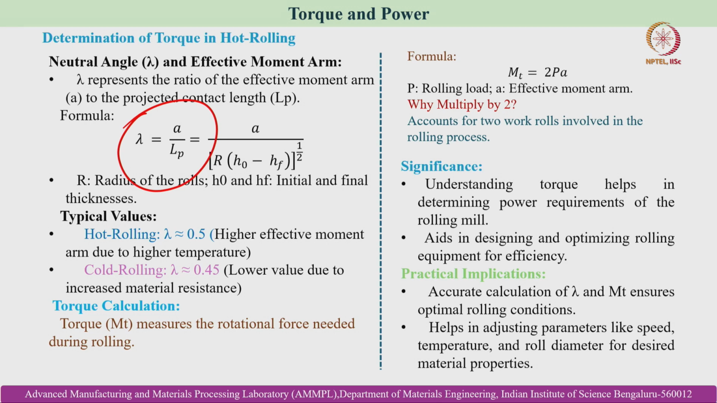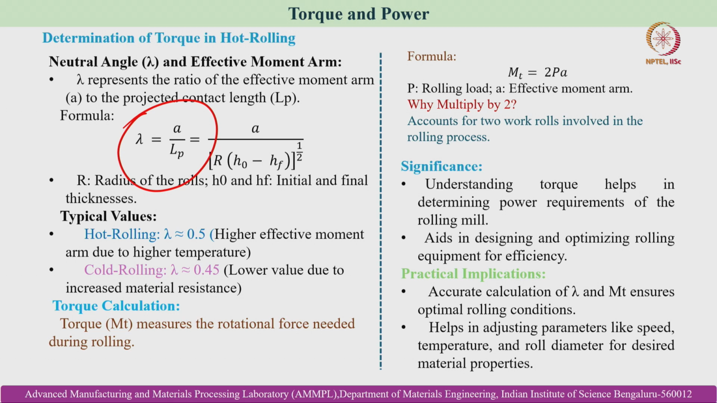And the typical values in case of hot rolling and also in case of cold rolling. The typical value of the neutral angle in case of hot rolling is equivalent to 0.5, with a higher effective moment arm due to higher temperature, and in case of cold rolling it goes up to 0.45. Here the value of the neutral angle is lower due to increased material resistance. So, torque calculation. Torque MT measures the rotational force needed during rolling. The formula of the torque MT is equal to 2 PA, where P is the rolling load, A is the effective moment arm distance.